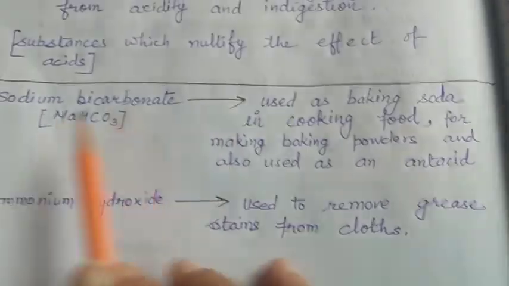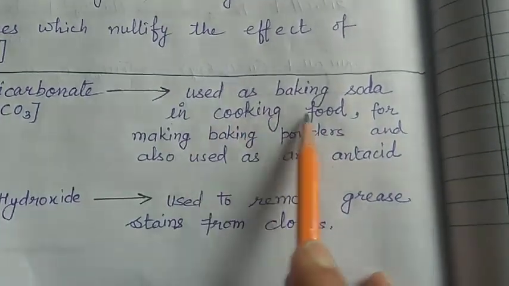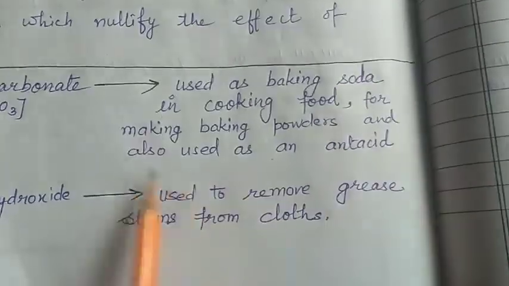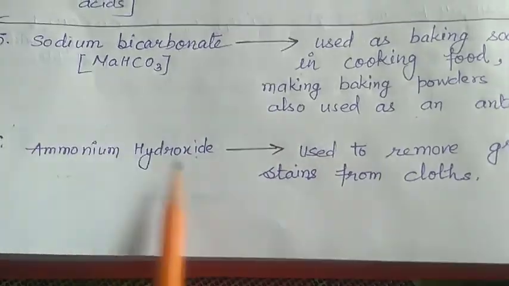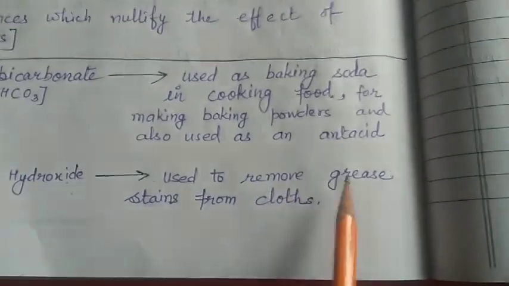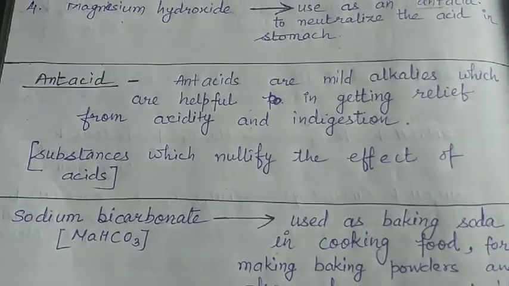Sodium bicarbonate, as you know, is baking soda, and baking powder we use in cooking foods and also in making baking powders. Ammonium hydroxide is used to remove grease stains from clothes. Okay, so that's all for today. Thank you so much.